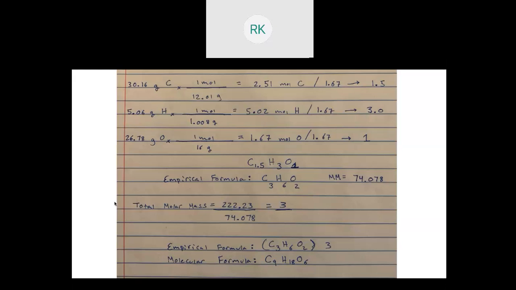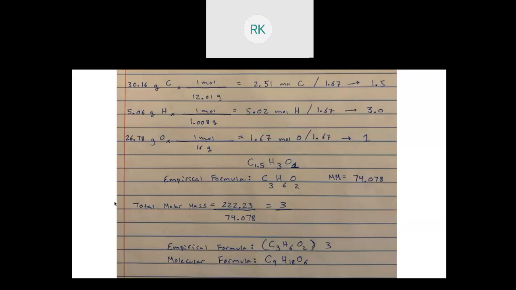Okay, I'm just going to quickly talk through the rest of the problem, and then I'll answer any further questions. So in this problem, we were not asked for the empirical formula, which again is C3H6O2. We were asked for the molecular formula. And whenever they ask for the molecular formula, you're still going to first find the empirical formula, but then you're going to have to also solve for the molar mass of the empirical formula.